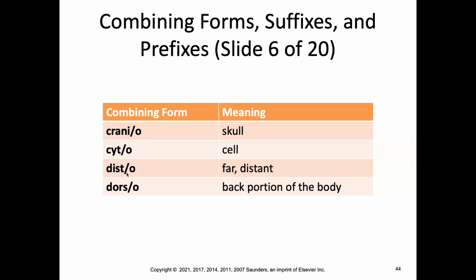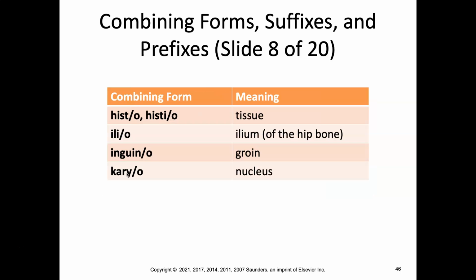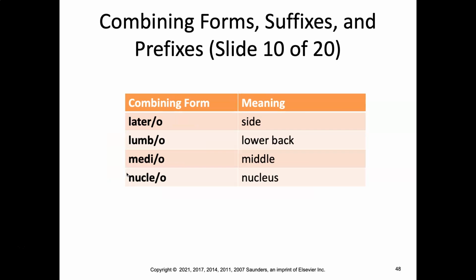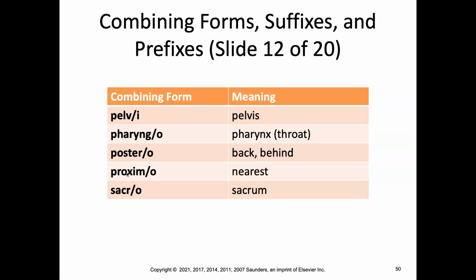Cranio, skull, cyto, cell, disto, far, distant, dorso, back portion of the body. Histo, histio. Watch out for that. They're very close, but one adds an I. They both mean tissue. Ilio, ilium of the hip bone. Remember that. I-L-I-O is ilium of the hip bone. Inguino, groin, karyo, nucleus. Latero, side, lumbo, lower back. Medio, middle, nucleo, nucleus.